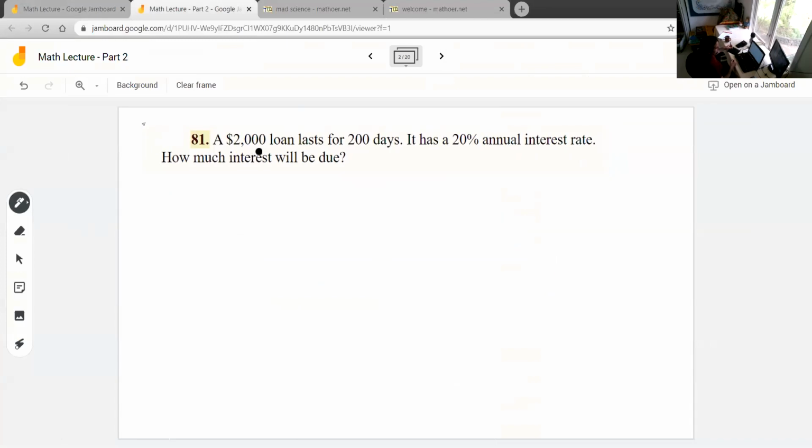So here we have a $2,000 loan. Our time frame is 200 days. It has a 20% simple interest rate. How much interest will be due? So step A is we say, well, if it was a year, that's what the 20% is sort of designed to do.